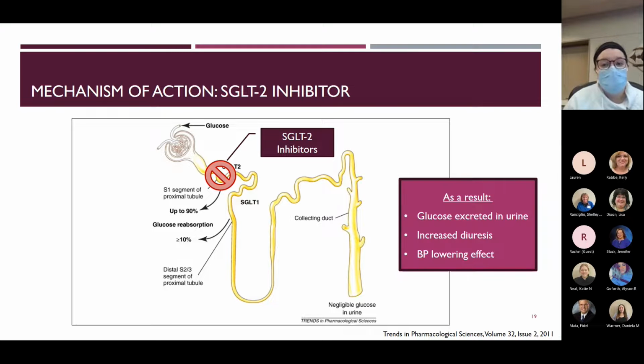This leads to further glucose being excreted in the urine and increased diuresis, as we're also causing our body to hold less and less sodium, and having a blood pressure lowering effect as well.